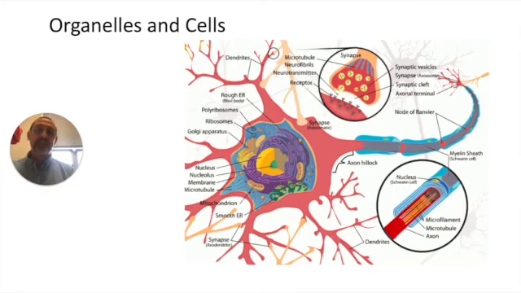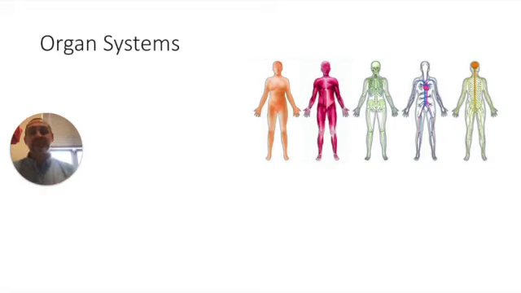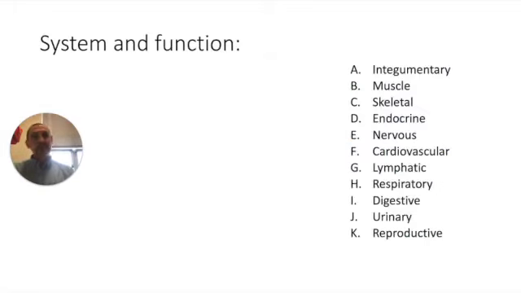And the organelles make up cells. Like this is an example of a nerve cell or neuron. Cells make up tissue, like nervous tissue or muscle tissue or connective tissue. When you get several tissues together, they make up an organ like the heart or lungs. And then those organs make up organ systems like the integumentary system or muscular system. These are some of the systems that we're going to study. So for example, your integumentary system consists of things like hair and nails, and it has a job, a function, like protection and sensation.